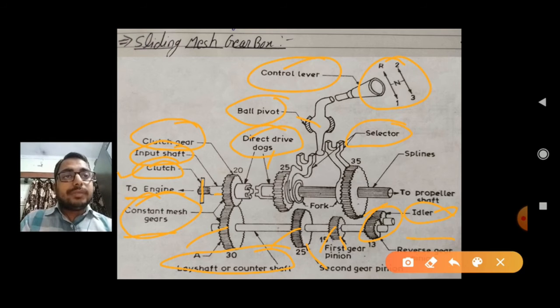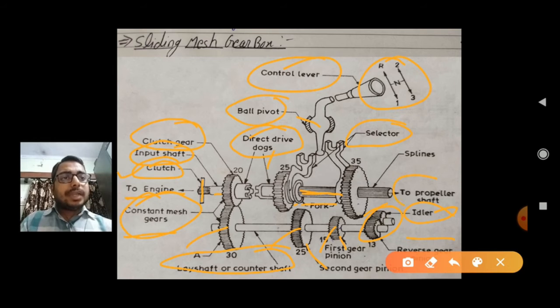This is the splines. The splines are just like a shaft in which a number of slots are generated. On these slots, gears slide, so these are known as the splines. As you see here, the slots are generated on the shafts, so this is just splines.